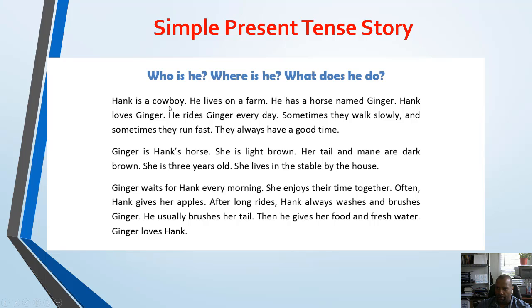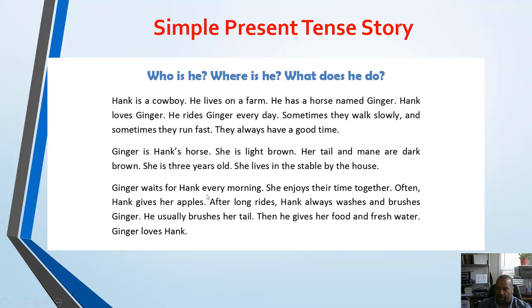Hank is a cowboy. He lives on a farm. He has a horse named Ginger. Hank loves Ginger. He rides Ginger every day. Sometimes they walk slowly, and sometimes they run fast. They always have a good time. Ginger is Hank's horse. She is light brown. Her tail and mane are dark brown. She is 3 years old. She lives in the stable by the house.